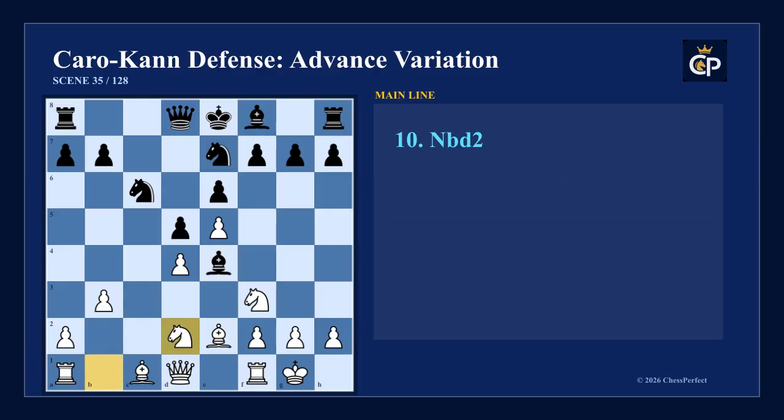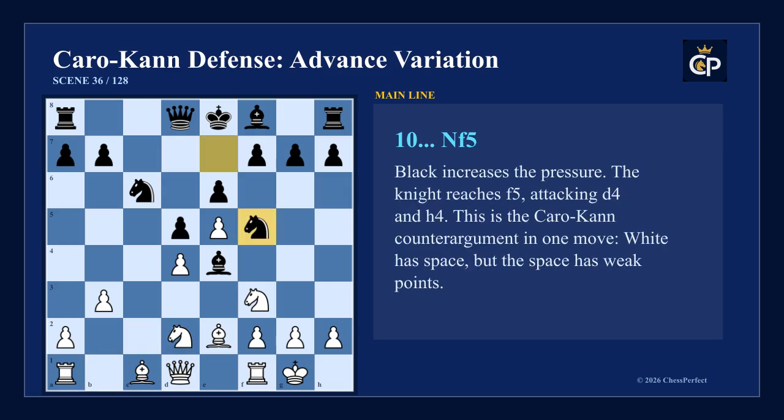Knight b1 to d2. Knight f5. Black increases the pressure. The knight reaches f5, attacking d4 and h4. This is the Caro-Kann counterargument in one move. White has space, but the space has weak points.